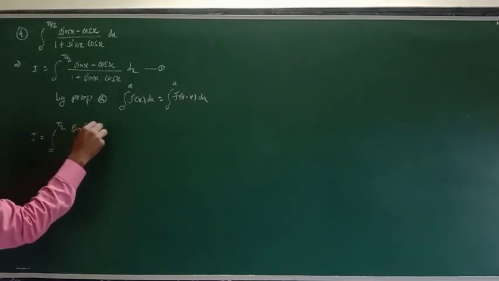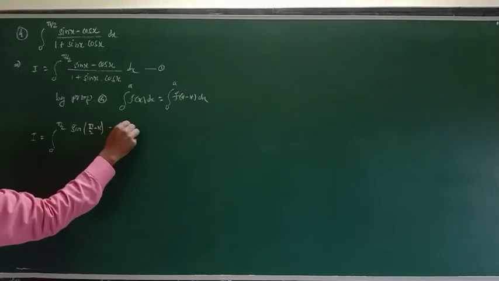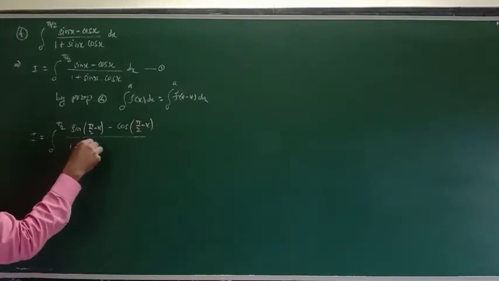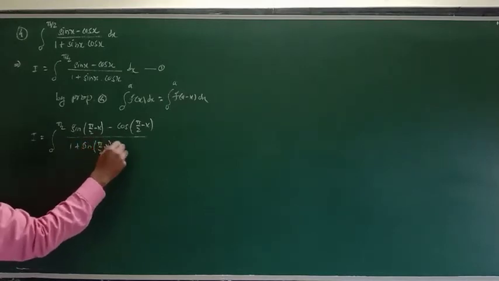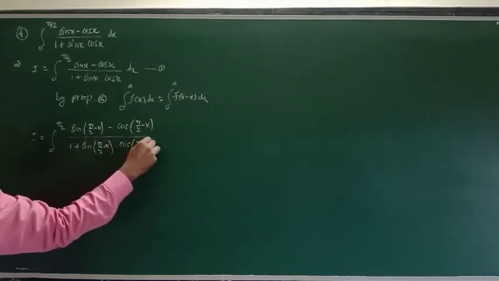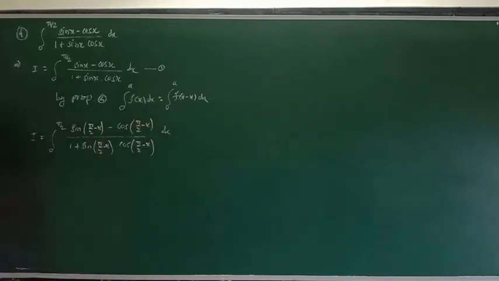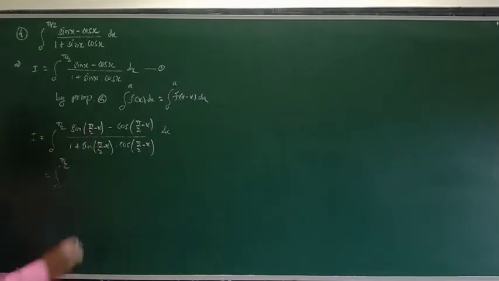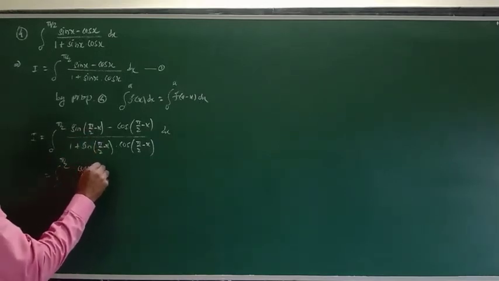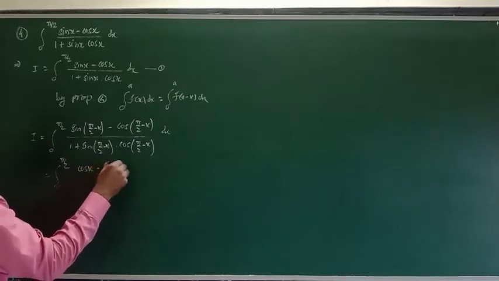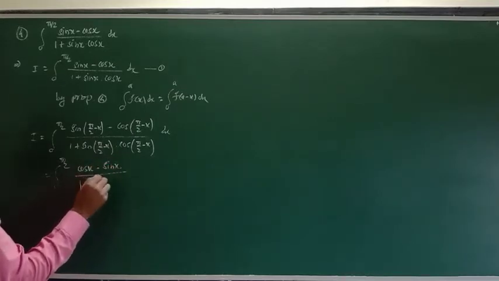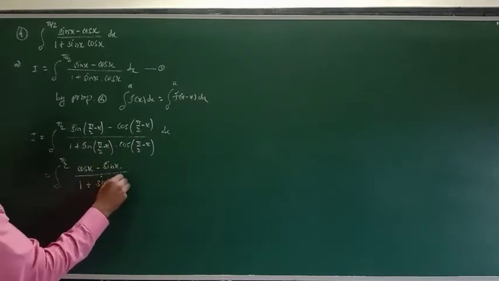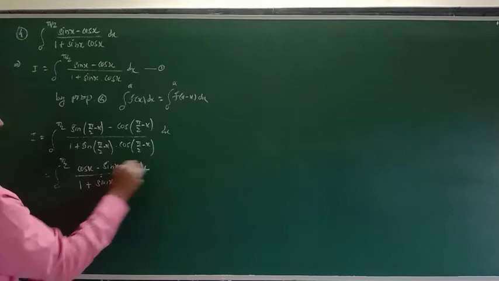Sin of (pi by 2 minus x) minus cos (pi by 2 minus x) upon 1 plus sin (pi by 2 minus x) into cos (pi by 2 minus x), and whole integral dx. Okay. Now the value of sin (pi by 2 minus x) is cos x, and cos (pi by 2 minus x) is sin x, upon 1 plus cos x sin x. So the denominator remains the same as earlier.